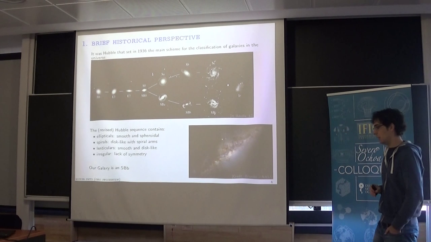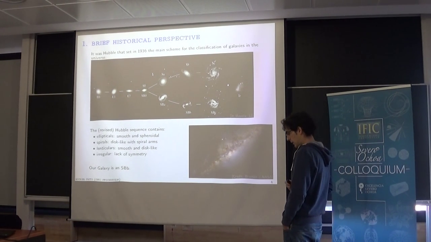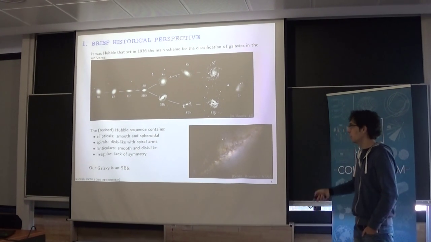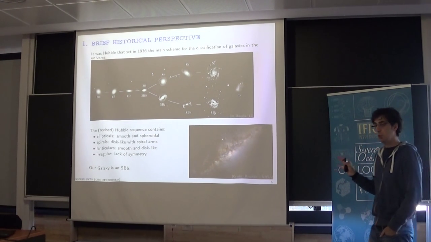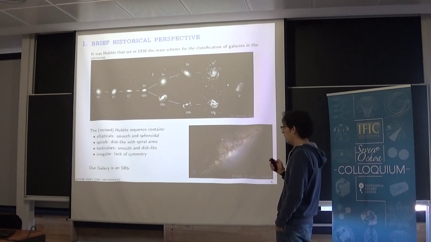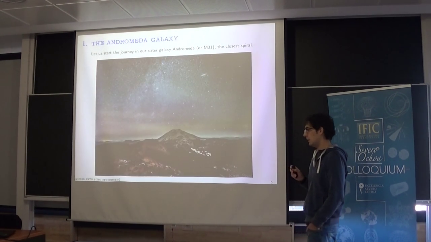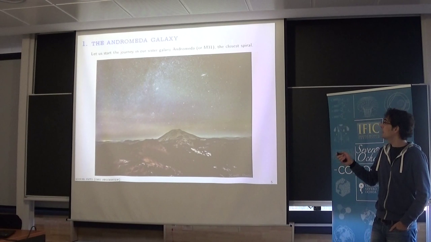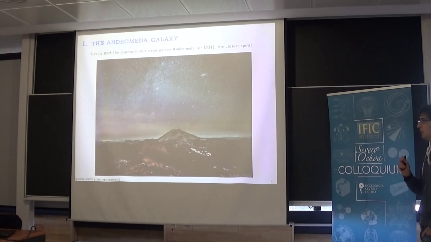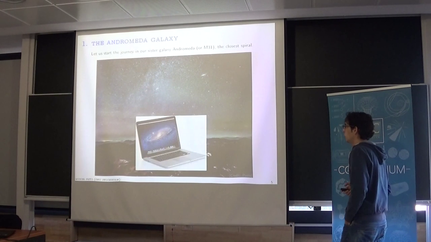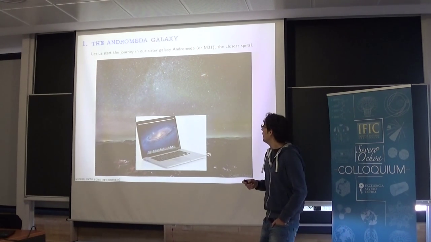Here I'll focus on the most interesting case of spiral galaxies. And to do so, let me focus on a very special galaxy, the Andromeda galaxy, also called M31, which is the closest spiral galaxy to ourselves, 800 kiloparsecs from us. And actually, you can see it in the night sky if you have very good eyes.